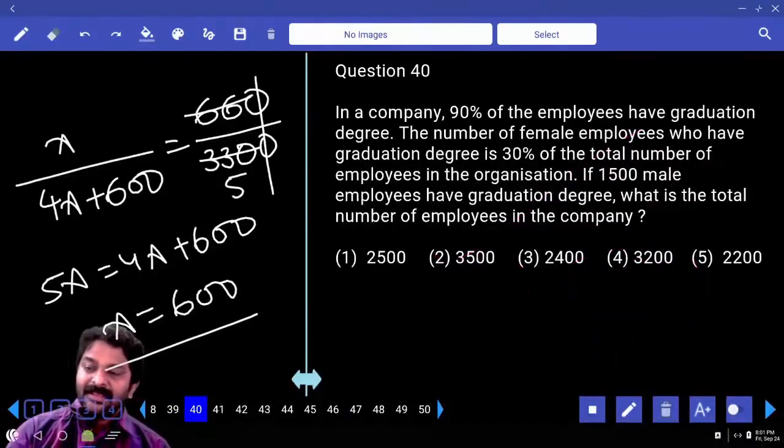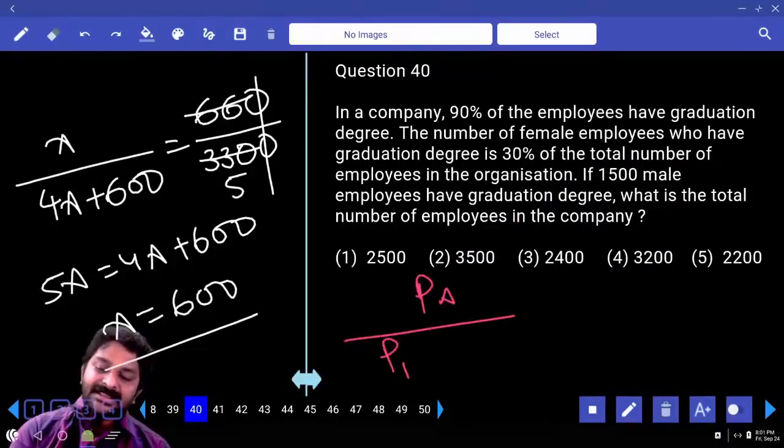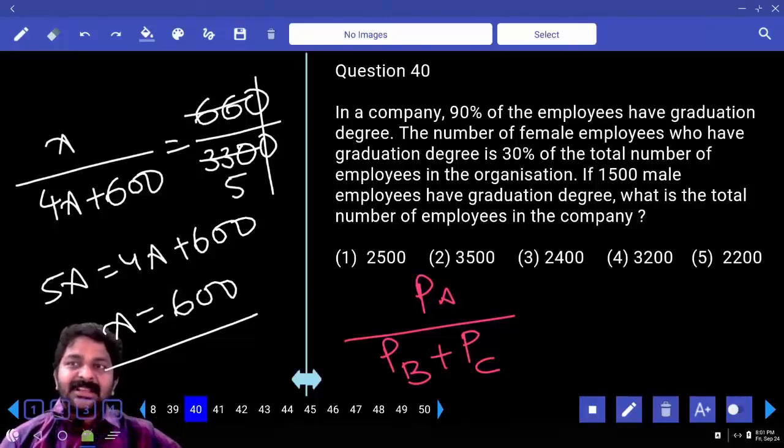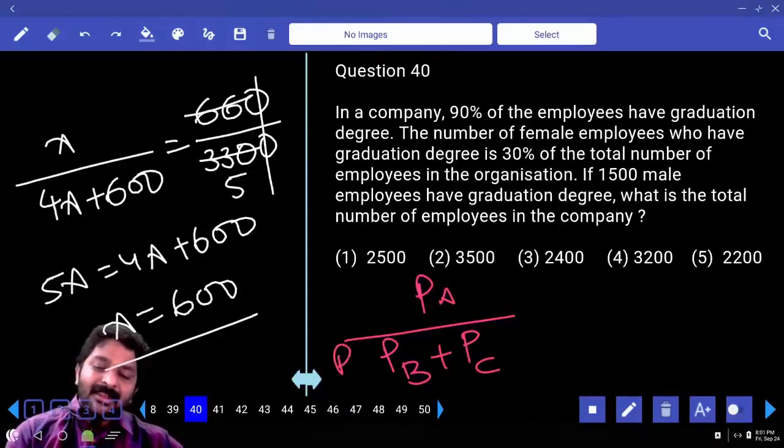Sometimes we will take it like this: profit received by A by profit received by B and profit received by C. Can't you take it like this in this question? Yes, we can. Why not? You can take it, no problem at all. But for the sake of simplification, I even include profit of A in the denominator.